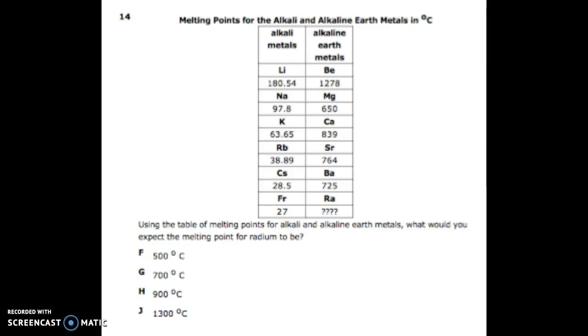F. 500 degrees Celsius, G. 700 degrees Celsius, H. 900 degrees Celsius, J. 1300 degrees Celsius.